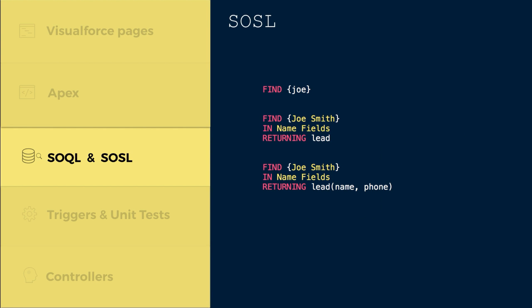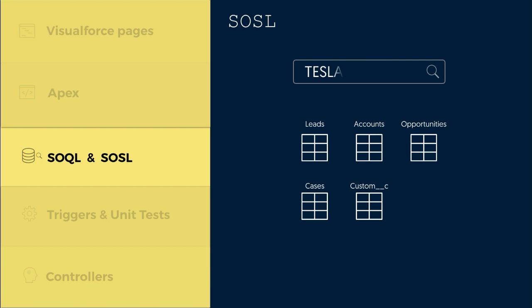Also, we'll be learning the syntax of Salesforce object search language. Unlike SOQL, which can only query one object at a time, SOSL enables you to search text, email, and phone number fields for multiple objects simultaneously.